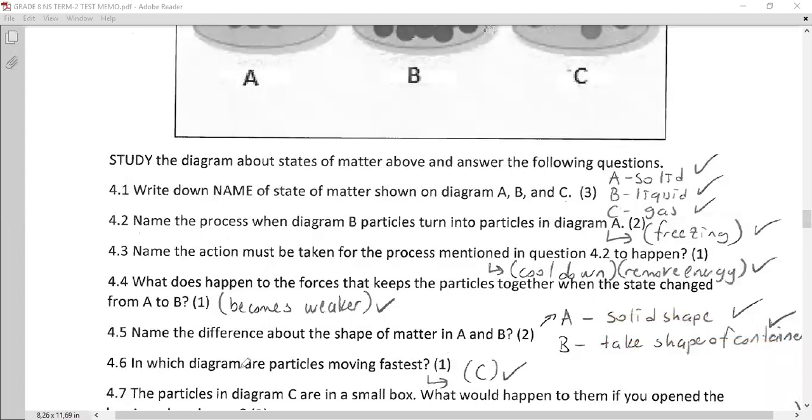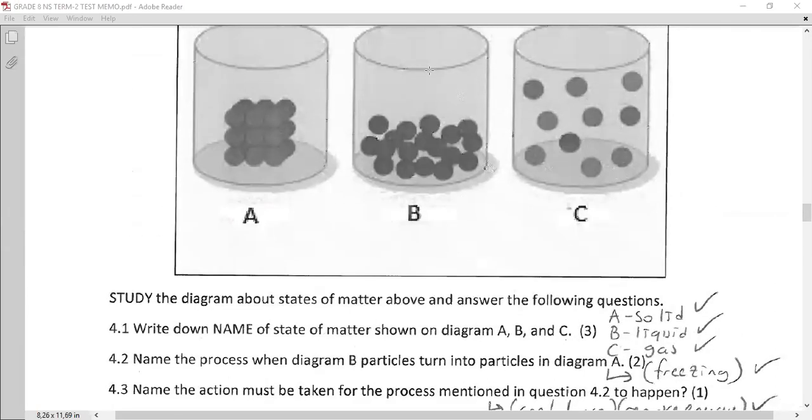4.6, in which diagram are particles moving fastest? Okay, which one is moving fastest? We said that the particles at A are vibrating at fixed positions, that's why they have a solid shape. They move a little bit faster at point B, and then when they move to C, they move very fast, fastest, okay? So the answer is supposed to be C. There is no other option for this, only C.